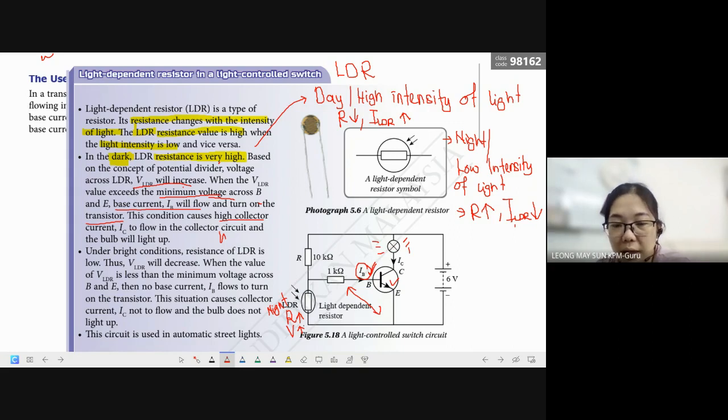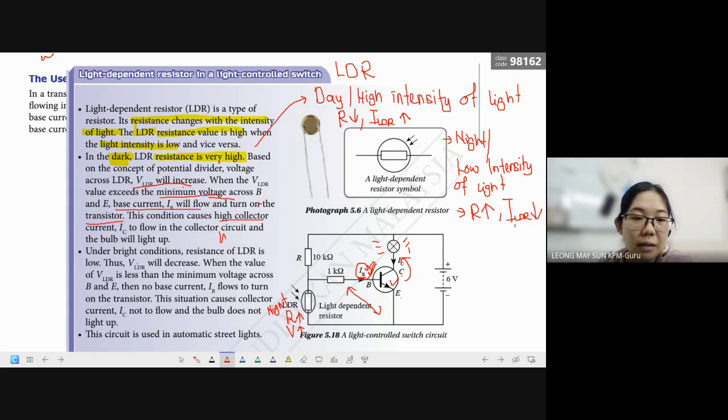Okay, so at night time, the LDR has high resistance. The potential difference across base and emitter is high. When it's high across base and emitter, the current flowing through the base is sufficient to turn on the transistor. Hence, the light bulb will be on at night.